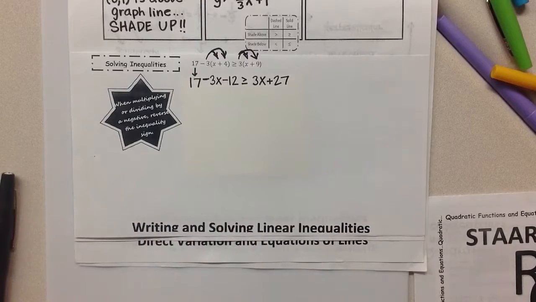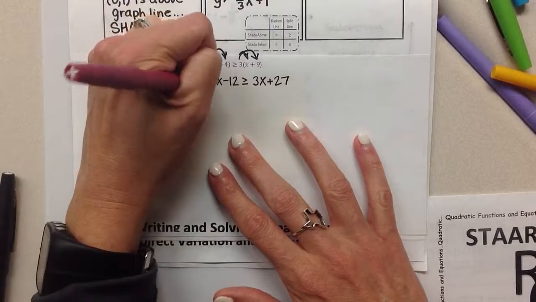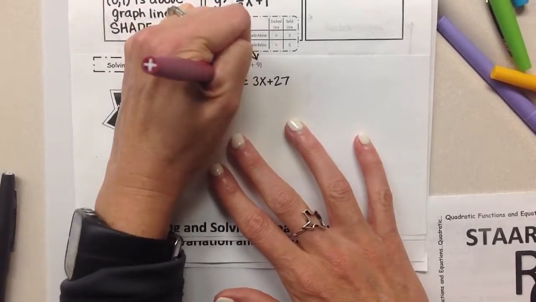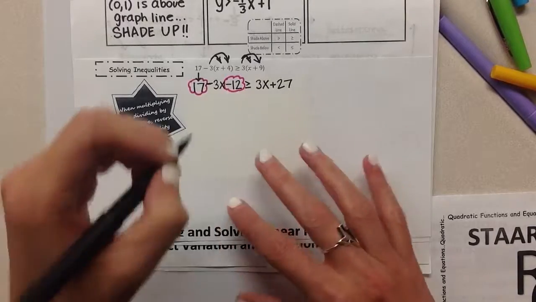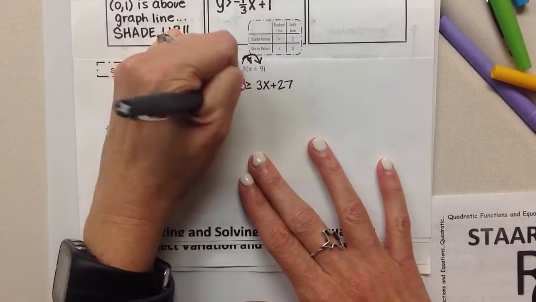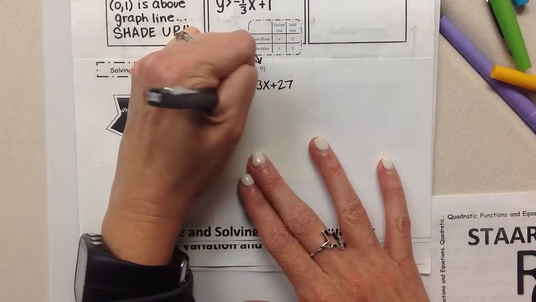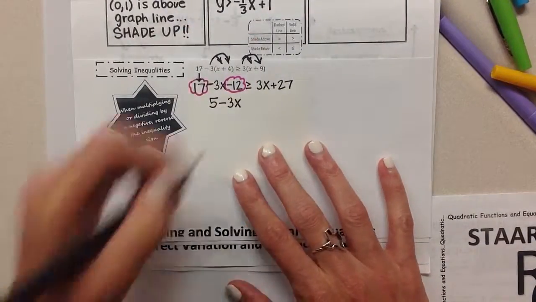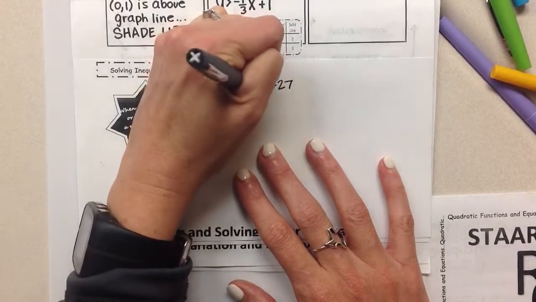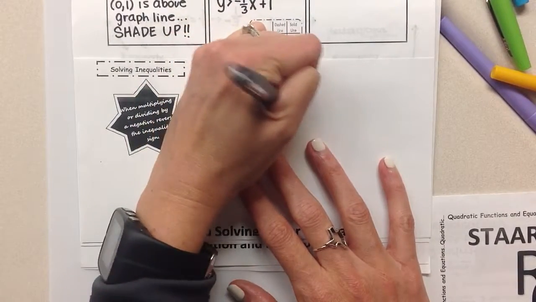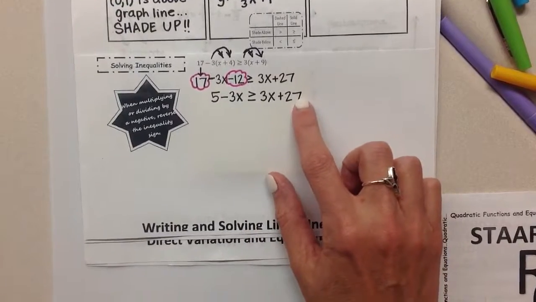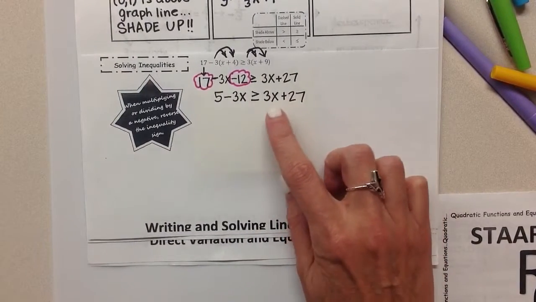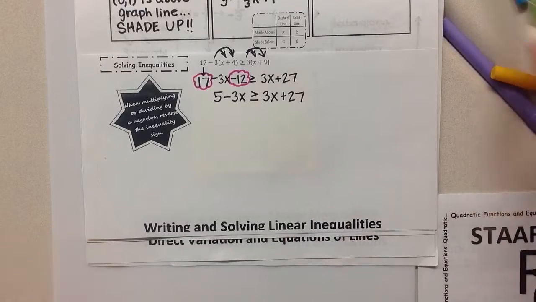And now I want to combine all of my like terms. So what I'm going to do now is combine my two constants, 17 and -12. So think of it as I have 17 and I'm taking away 12. That is going to give me 5. And then I'm just going to bring down the -3x. So now I have 5 minus 3x is greater than or equal to 3x plus 27. And I cannot combine this and make 30x because this does not have an x, so these are not like terms.